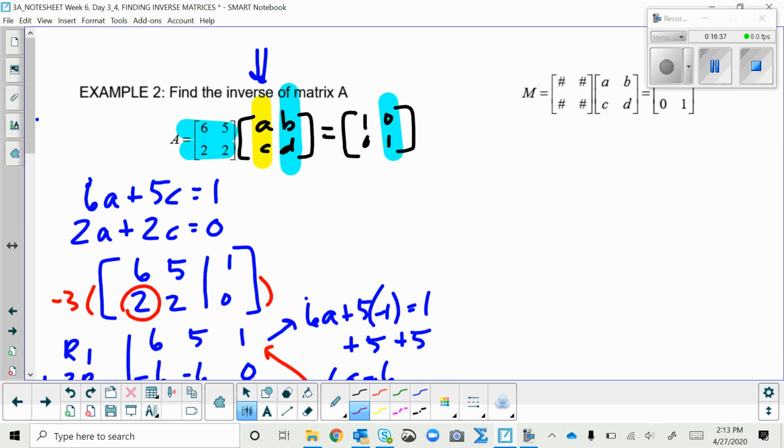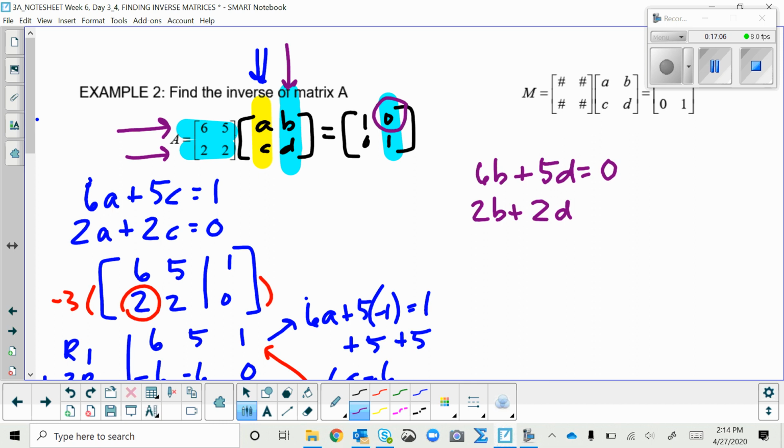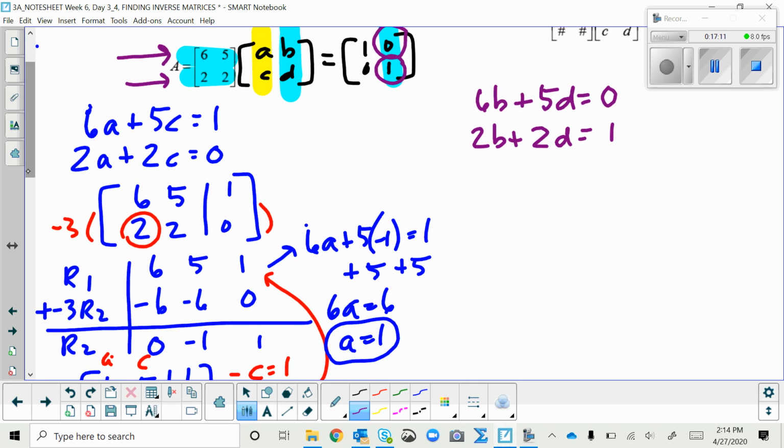So doing this row by this column, the first entries are 6 and B, so I multiply those. The second entries are 5 and D. That's first row, second column, which is going to equal the first row, second column value here, which is 0. And then second row, second column, 2B plus 2D equals 1. All of this other math that I did over here, the row 1 minus 3 row 2, I can do that again.